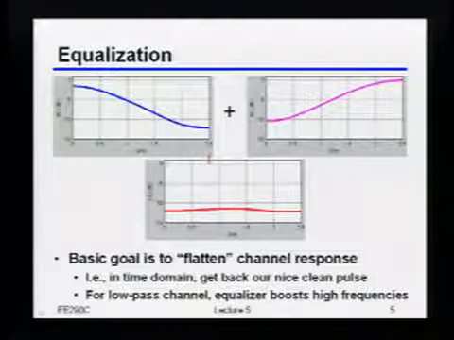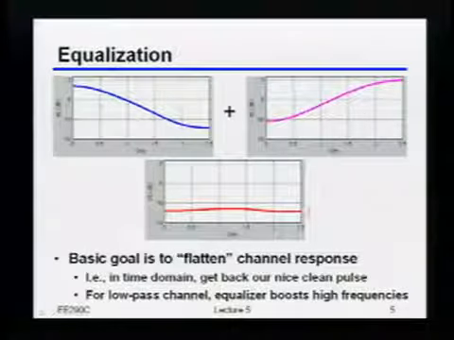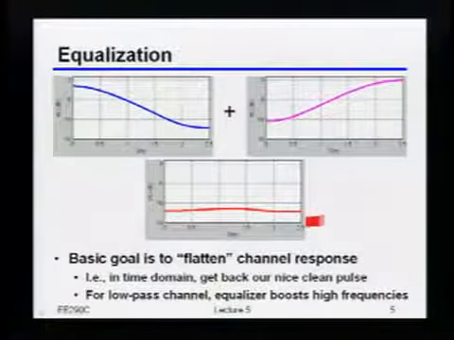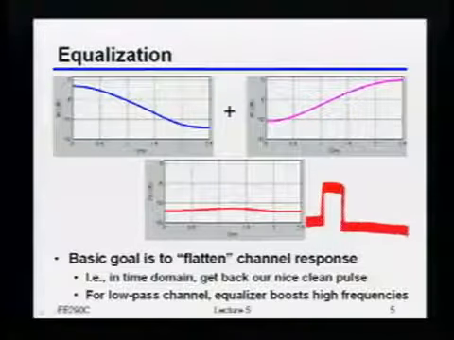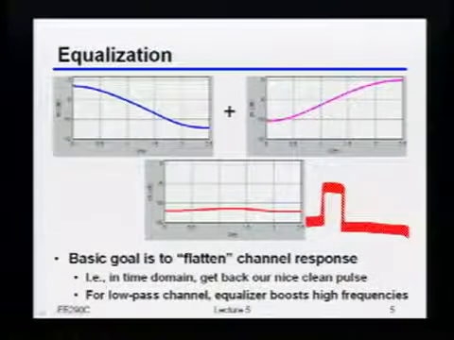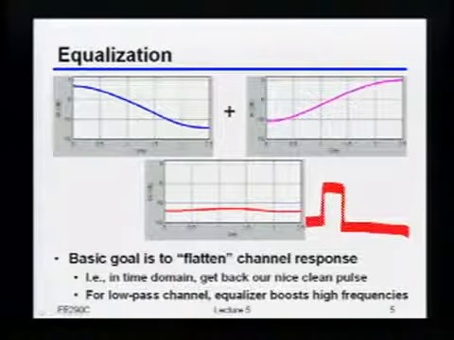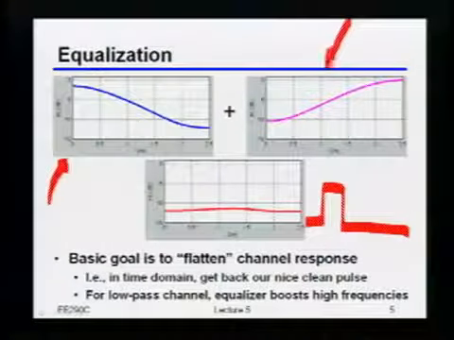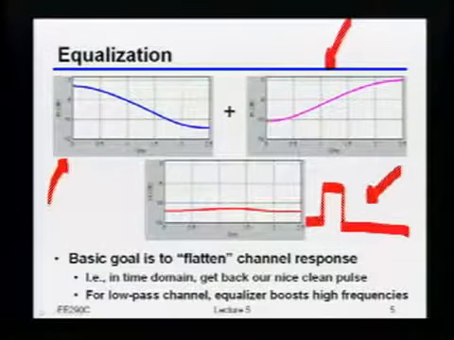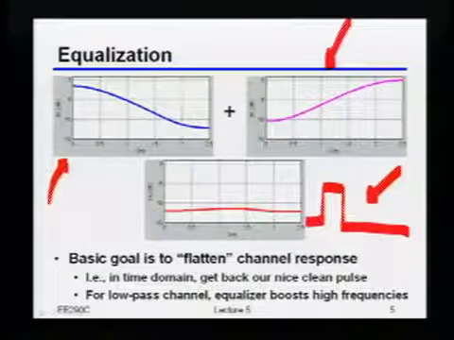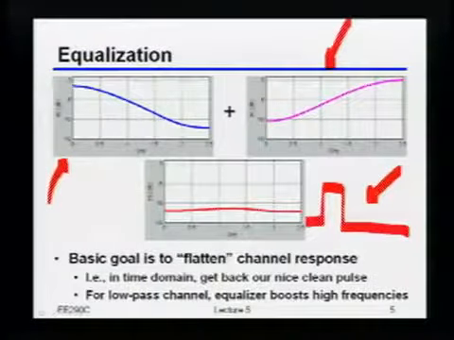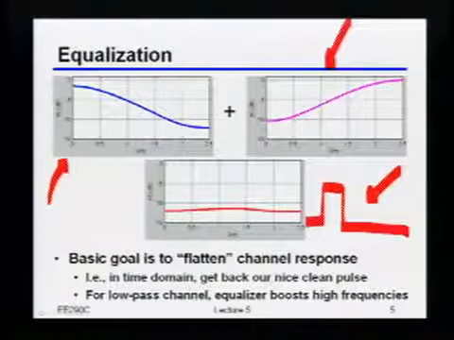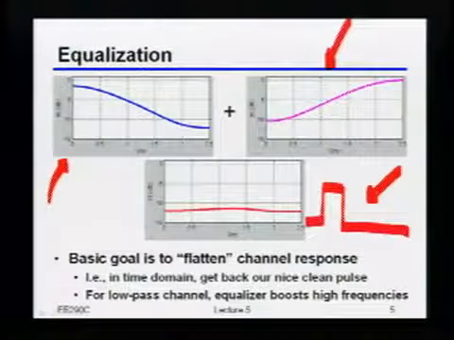The simplest way to think of it is, even though I keep drawing in the frequency domain, and we'll talk about this more later, what you're really trying to do is this: if I used to have a nice sharp pulse at the transmitter, then by the time I go through my channel and my equalizer, I want to get that nice sharp pulse back. That's really the goal of equalization. So whatever you have to do in the middle to get that back, that's what an equalizer is supposed to do.